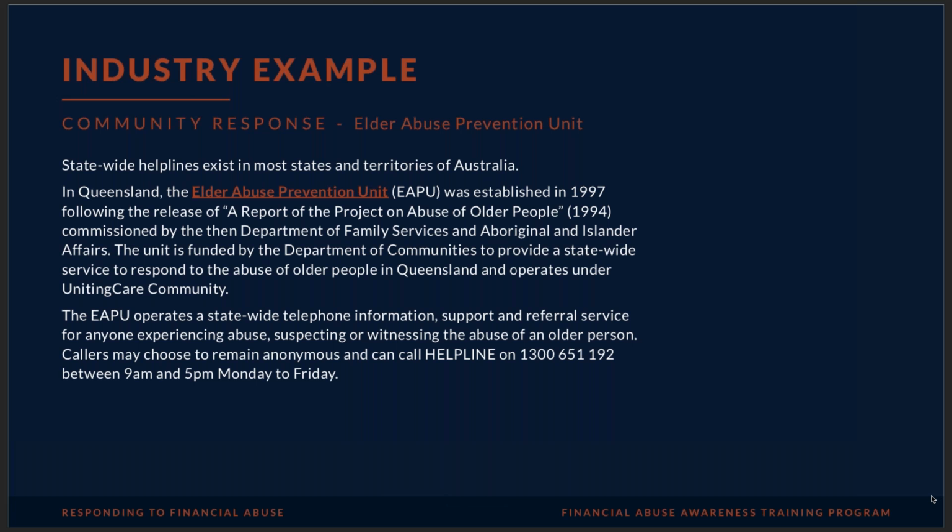Another industry example of a community response is the Elder Abuse Prevention Unit, which is a statewide helpline. This was established in 1997. The unit is funded by the Department of Communities to provide a statewide service to respond to the abuse of older persons in Queensland. It operates a statewide telephone information support and referral service for anyone experiencing abuse, suspecting or witnessing the abuse of an older person. The helpline number is located down on the bottom right-hand corner of the screen.